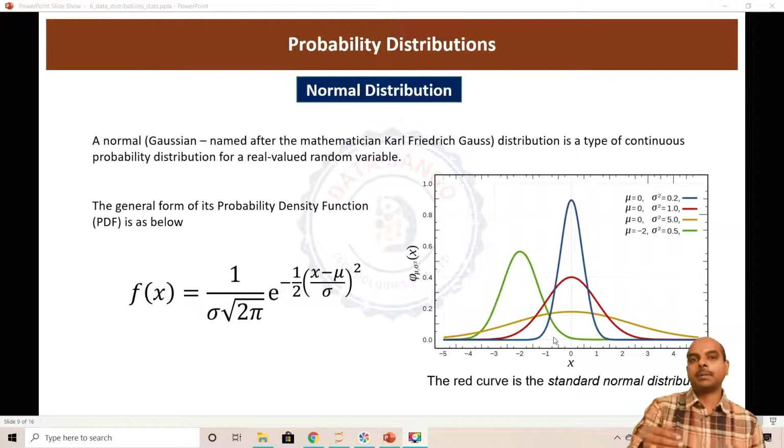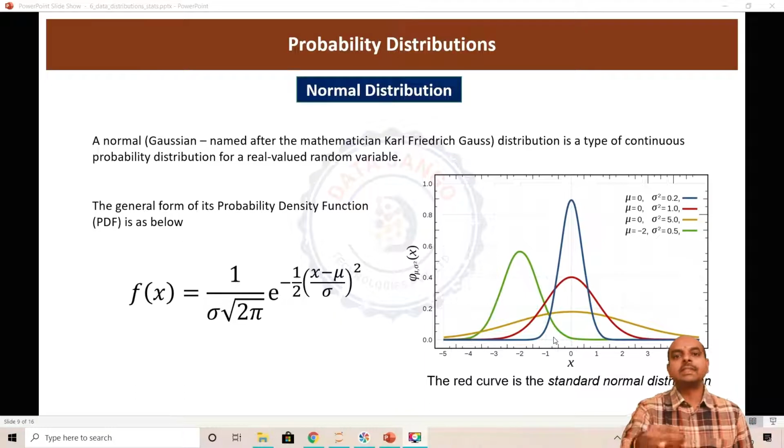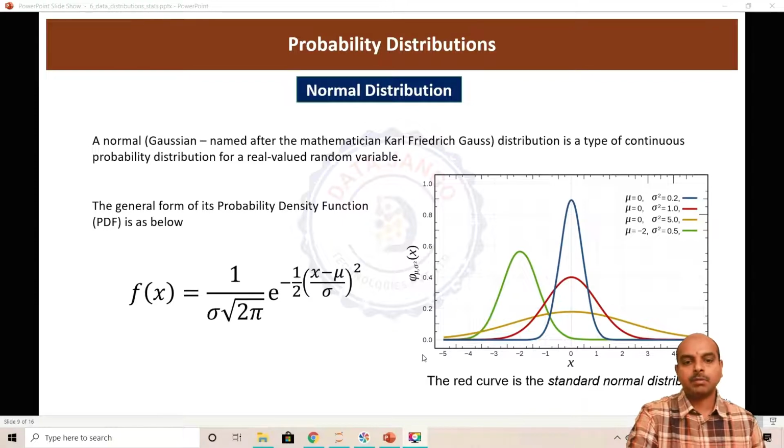So if your experiment's outcome is real valued, then you can use the normal distribution to understand the data and its behavior. If it is discrete, then you can use the binomial distribution to understand its behavior. So the probability density function for normal distribution is this one. Here mu and sigma are the mean and standard deviation.